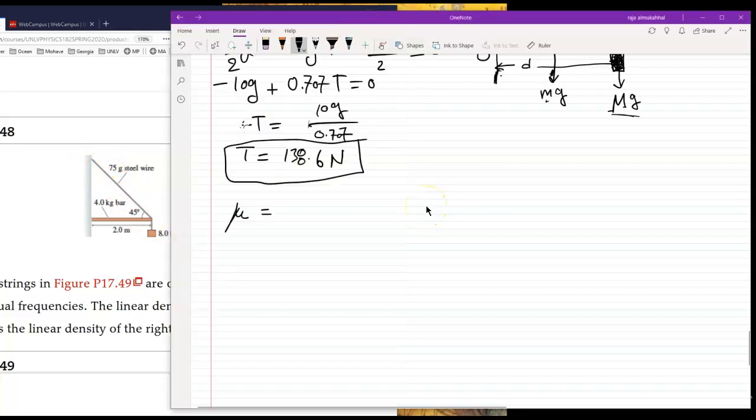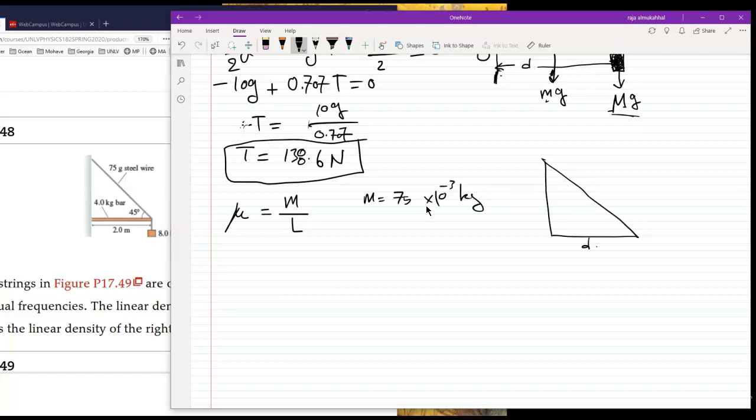So I know that the mu value is m over L, right? L being the length of the string. It's not given to me, but the mass is given to me. The mass here is 75 gram times 10 to the negative 3 kilogram, right? That would be the mass of the string. How do I find the length? Well, again, you just use geometry. So here is the triangle that I'm looking at. This is D, and it's equal to 2 meters. And this, let's call that L, correct?